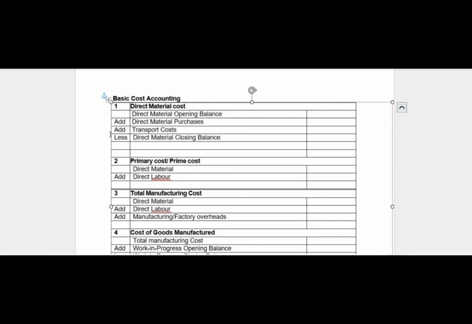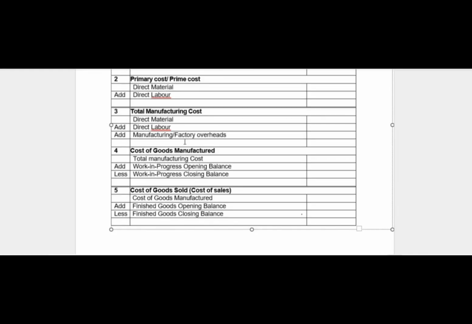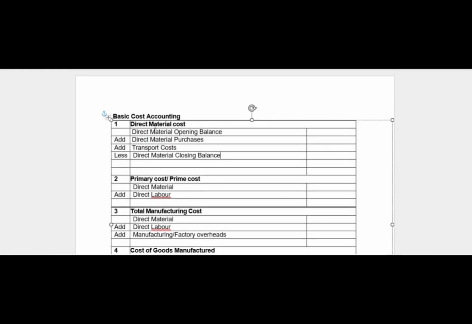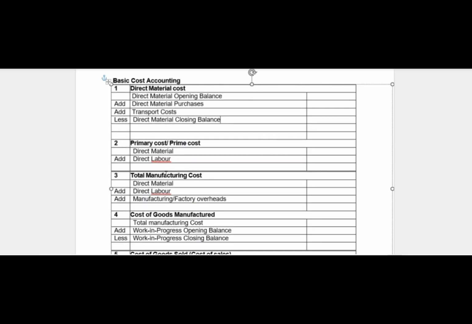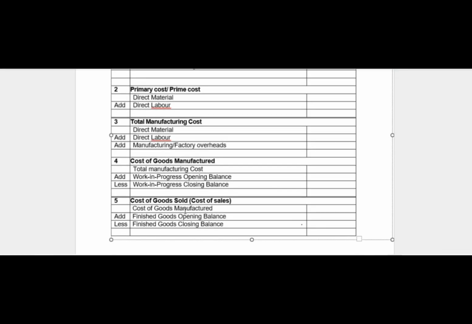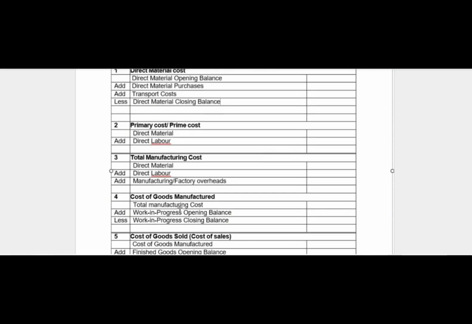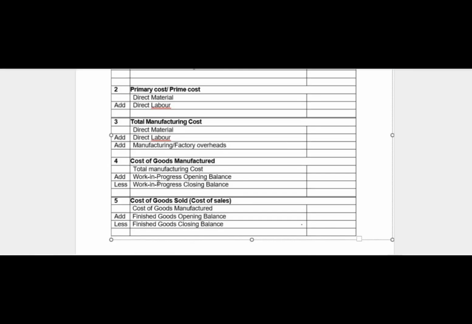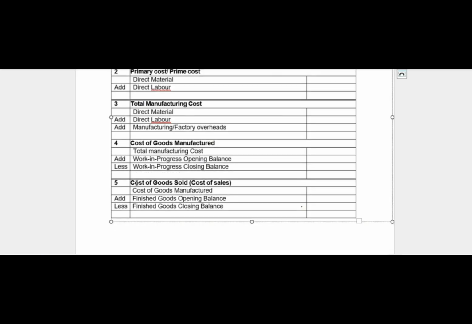Direct material closing balance. So this is the formula to calculate direct material cost. Now we are done with the format, you see. You must have this to get this one, and you must have this to get this one, and you must have this to get this one. Then you are done.